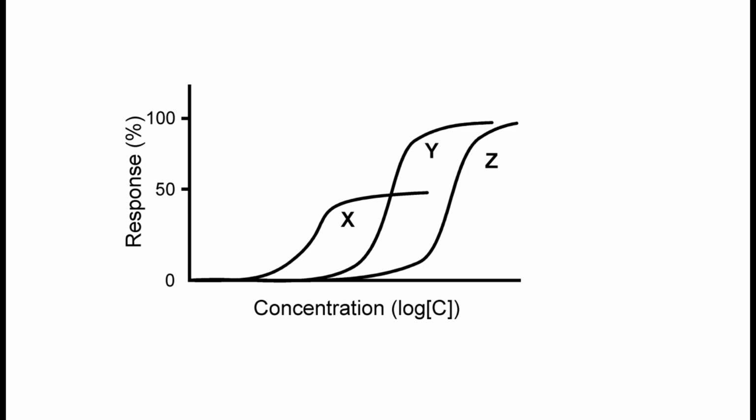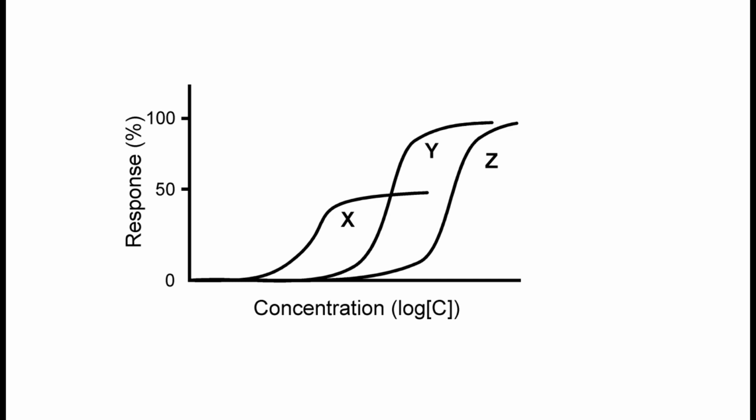The efficacy of a drug is indicated by the maximal effect it can produce, regardless of dose. A drug with greater efficacy will have a curve that reaches a higher plateau on the graph, indicating a greater maximal response. Looking at the graph, we can determine the following. Drug X requires higher concentrations to produce any given effect compared to drugs Y and Z, indicating it is less potent. Drug Y and drug Z both reach the same maximal response, which is higher than the maximal response reached by drug X, indicating that drug X has lower efficacy.